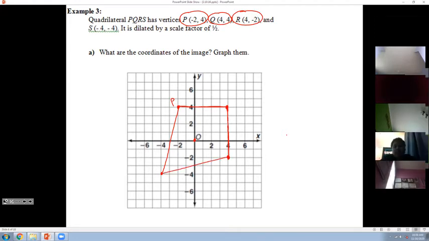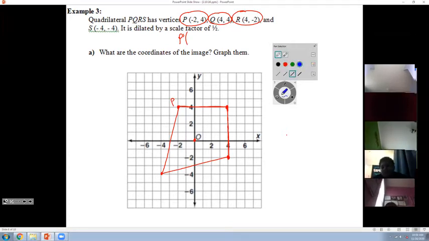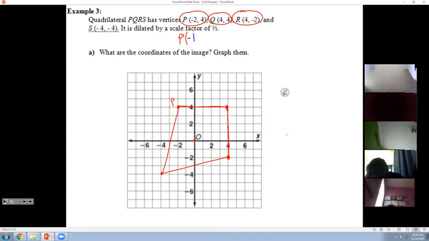Now, the new coordinate P prime will be... it doesn't let me change the color. Oh, okay, nice. And we will multiply each one by 1/2. Negative 2 times 1/2 will be negative 1. You can use your calculator. It will be negative 1. Now the next one: 4 times 1 over 2. What is 4 times 1 over 2? Which is 2. Okay, P prime is done.